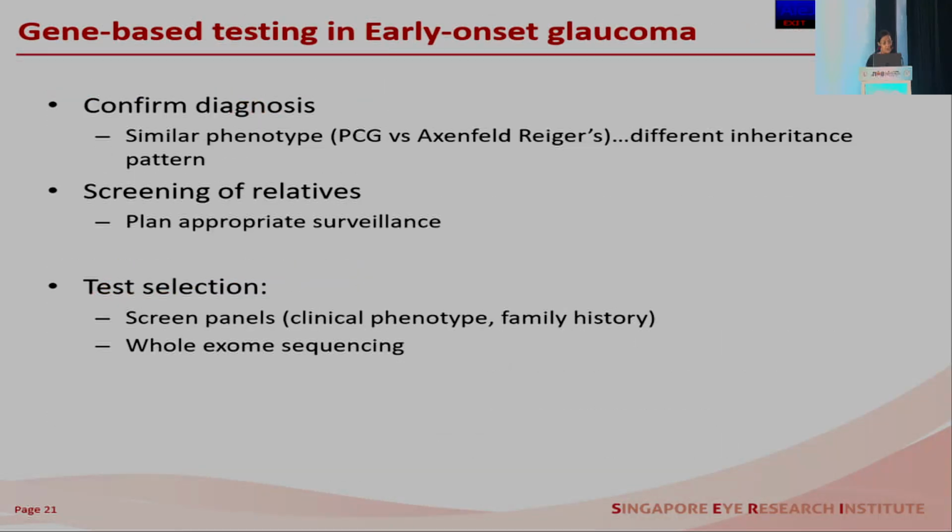So in addition to screening of relatives, gene-based testing for early onset glaucoma can also be used to confirm diagnosis, especially for those diseases that have similar phenotype but different inheritance pattern. And test selection can either be screening panels, but now with the cost of whole genome sequencing drastically coming down, you can even order it, which is almost the same price as screening panels.